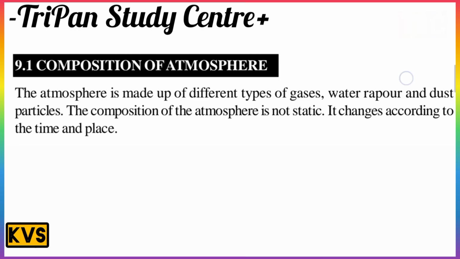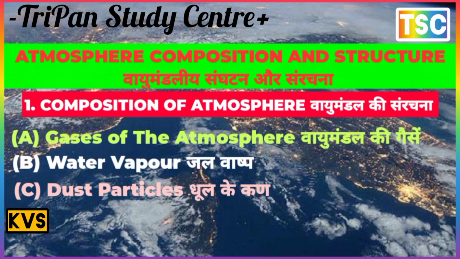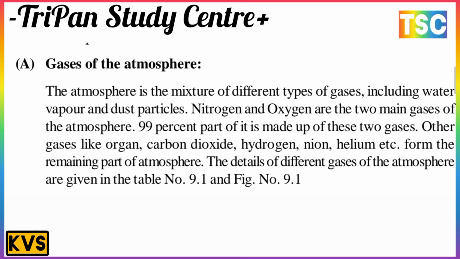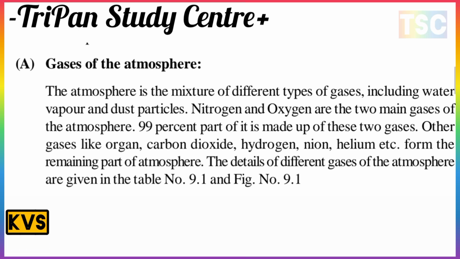First, the gases of the atmosphere. The atmosphere is a mixture of different types of gas, including water vapor and dust particles. Nitrogen and oxygen are the two main gases of the atmosphere. 99% of it is made up of these two gases.